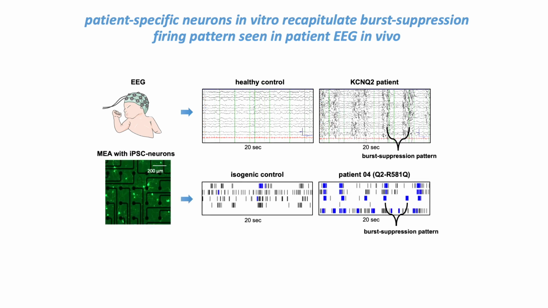In fact, when we represented the iPSC-derived neuronal data in a raster plot within the same 20-second interval as the EEG pattern shown here, we highlighted a burst suppression firing pattern which was highly reminiscent of the one seen in the patient EEG, essentially recapitulating epilepsy in a dish. This provides us with one phenotypic platform that can be used to interrogate disease mechanism as well as to assess therapeutic options.